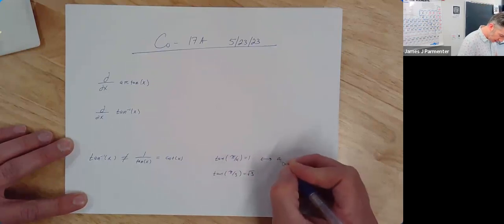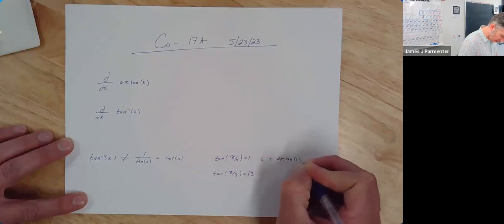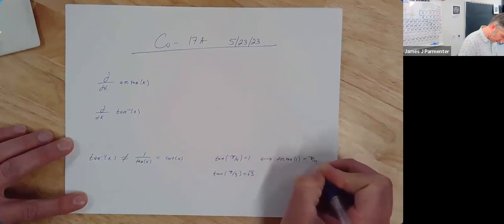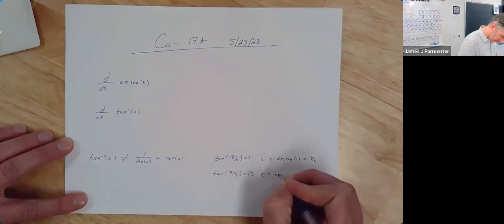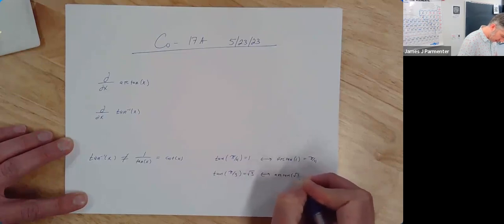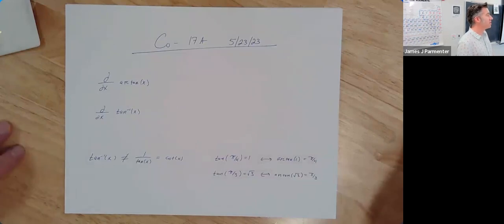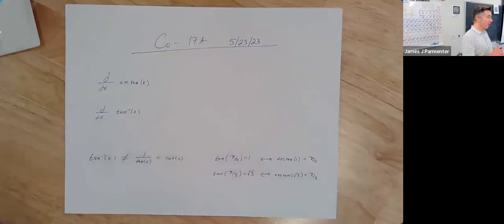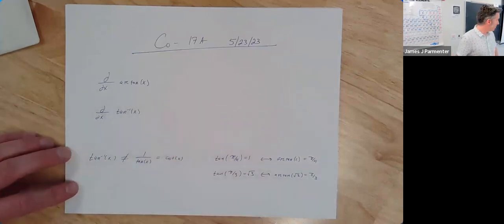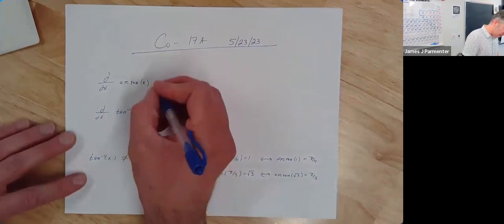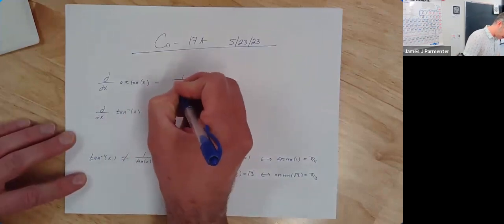So the arc tangent, or the inverse tangent of 1 is equal to pi over 4. And the arc tangent, or the inverse tangent of root 3 is equal to pi over 3. It's very, very much like how exponential functions and logarithmic functions are inverse functions, or undo what the other one does. Okay. Back to the main event here. The derivative of arc tangent, or the derivative of inverse tangent, is equal to 1 over 1 plus x squared.